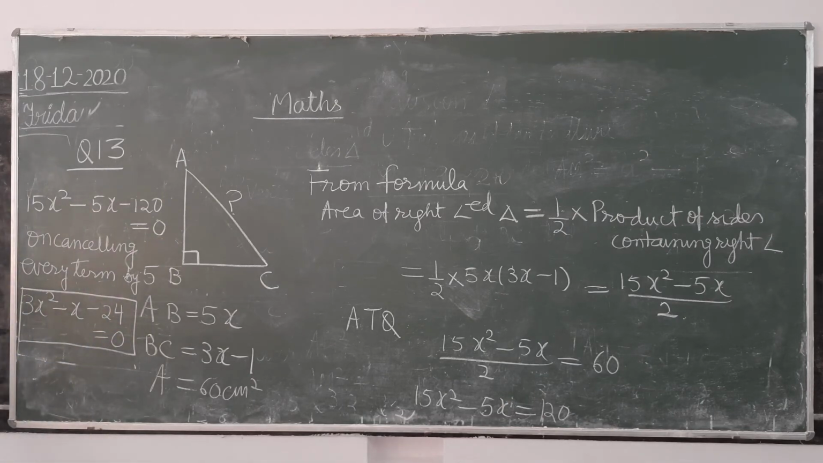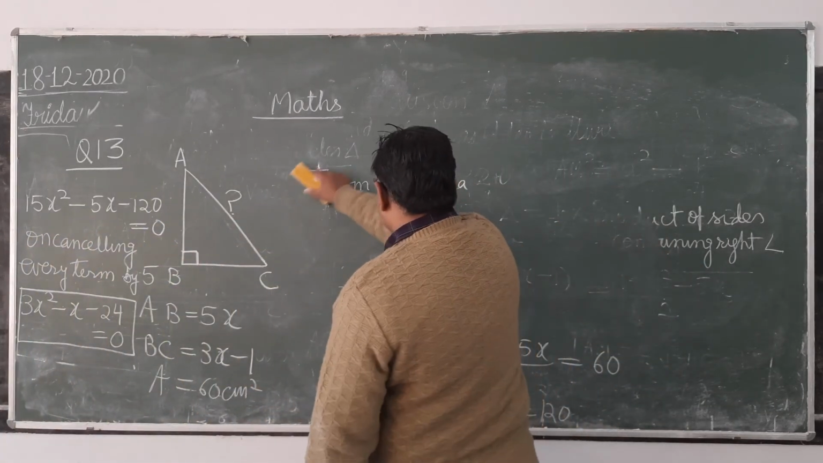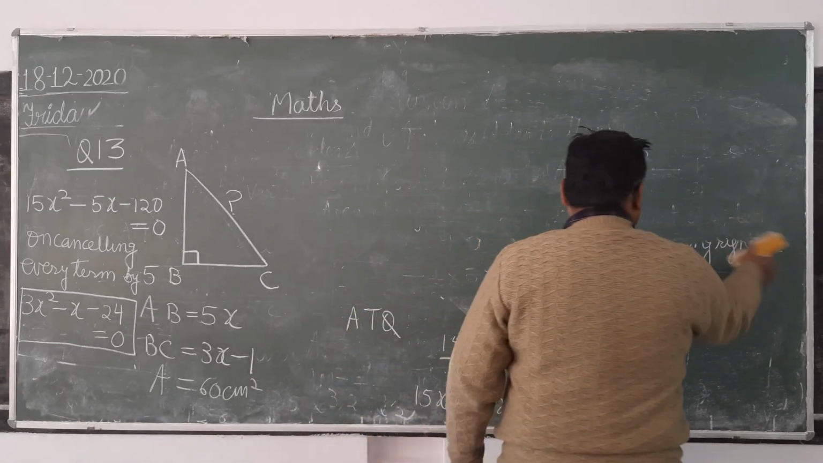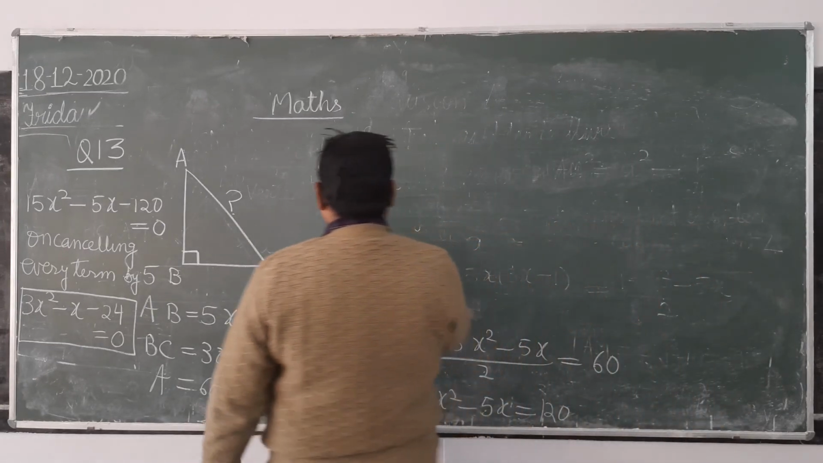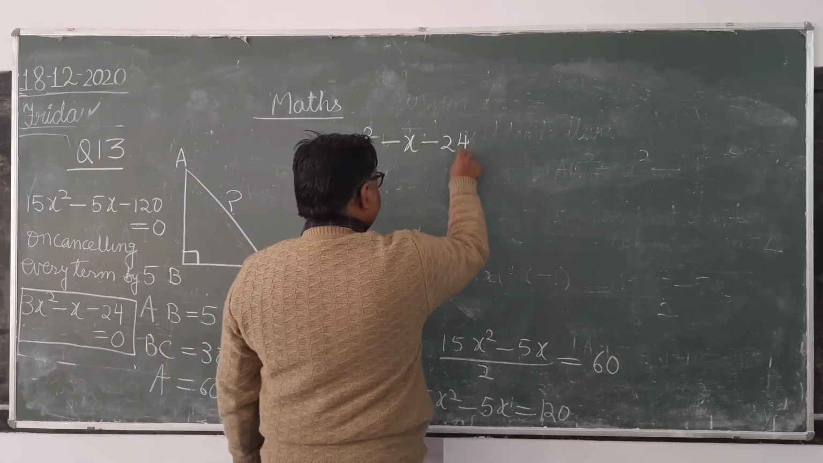Now we will solve this equation to determine the value of x. We will factorize it and then solve to find the value of x. After determining the value of x, you will determine AB and BC. And once you have determined AB and BC, by applying Pythagoras theorem, AC can be found. It is clear. So you can see here, what will be the factors? Who can tell? Equation is 3x square minus x minus 24 equals to 0.